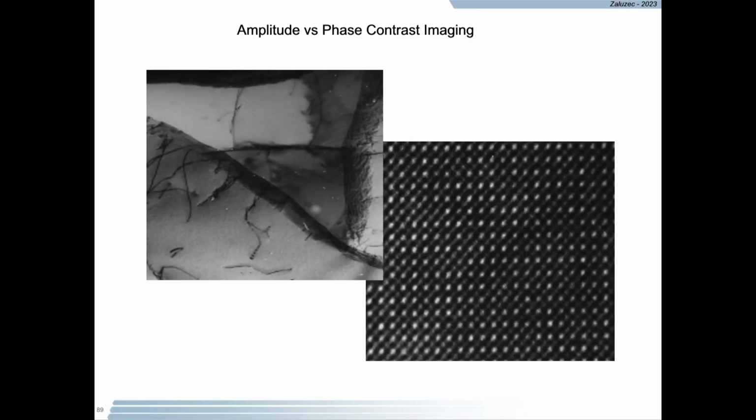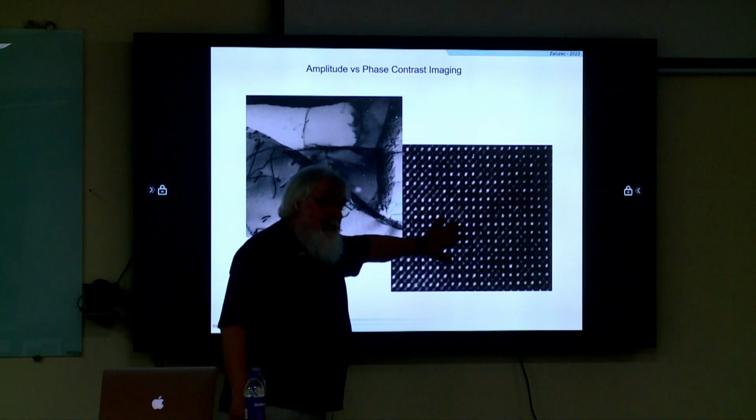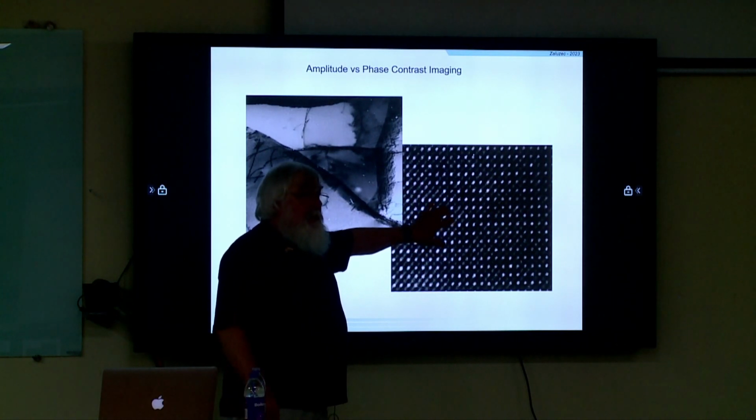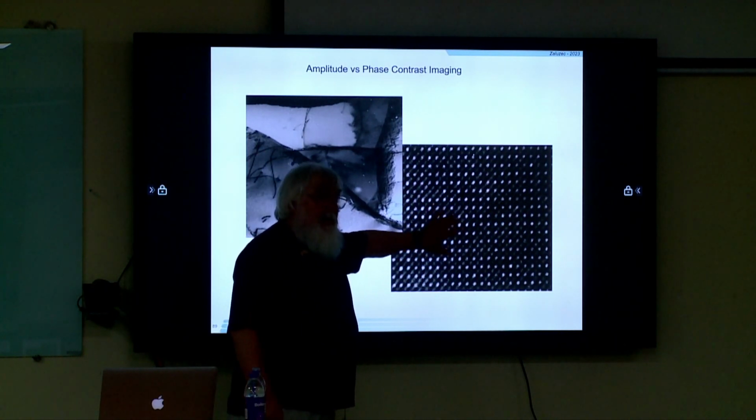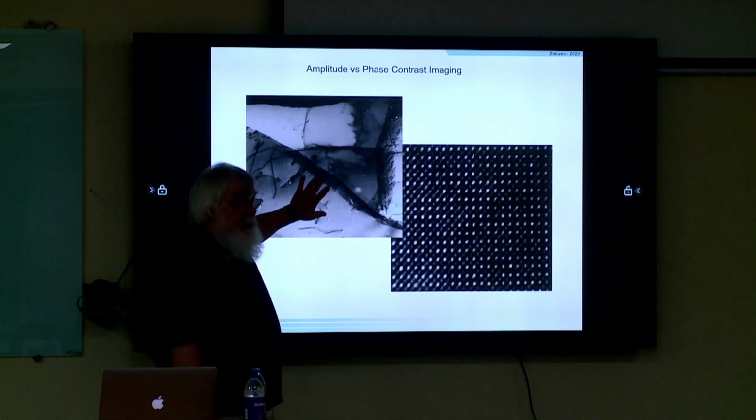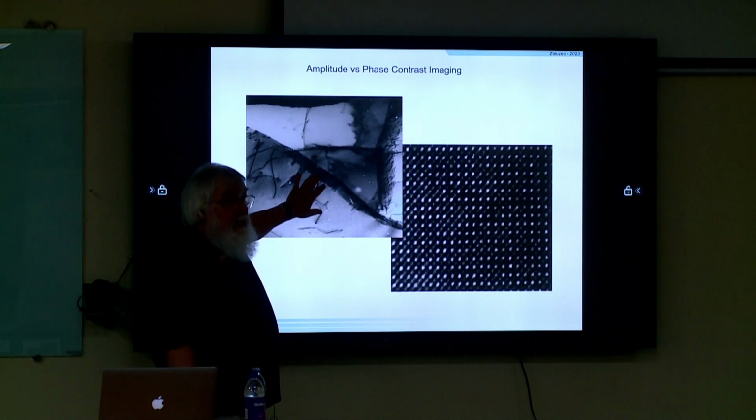Today we talked about amplitude contrast versus phase contrast. Phase contrast really is more prominent at high magnifications. Amplitude contrast is more prominent at lower magnifications. You get more amplitude contrast there. It's easier to see it.